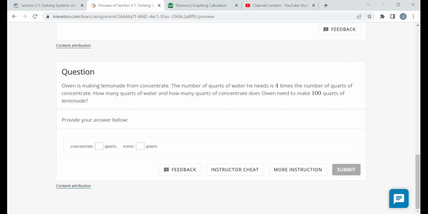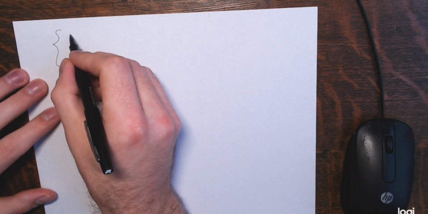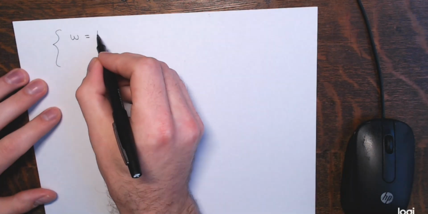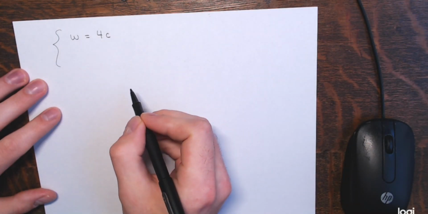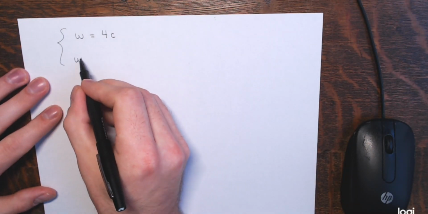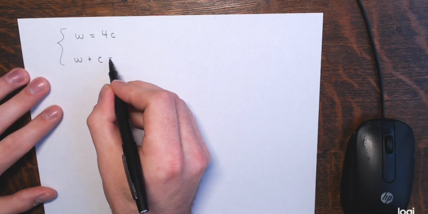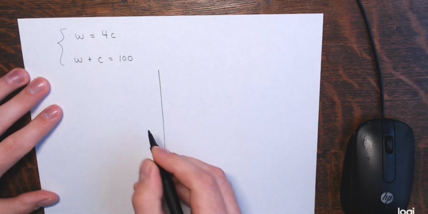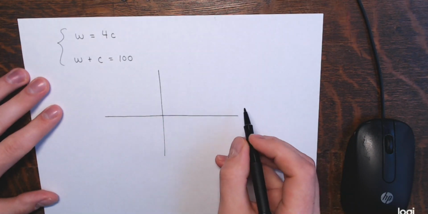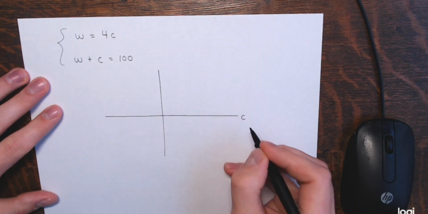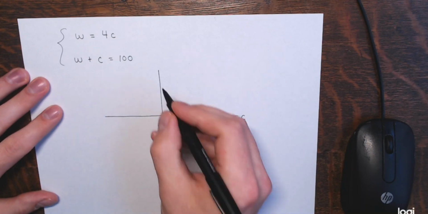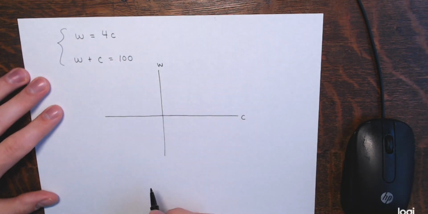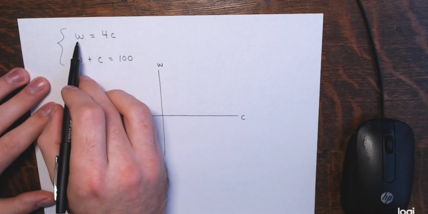All right. Now on paper, the system we had was, number of quarts of water equals 4 times the number of quarts of concentrate, and the number of quarts of water plus the number of quarts of concentrate was 100. Now, if you were graphing, you can call one of these x and one of these y. Instead of x, I'll use C for the concentrate, and instead of y, I'll use W. And the first equation is W equals 4C plus 0.